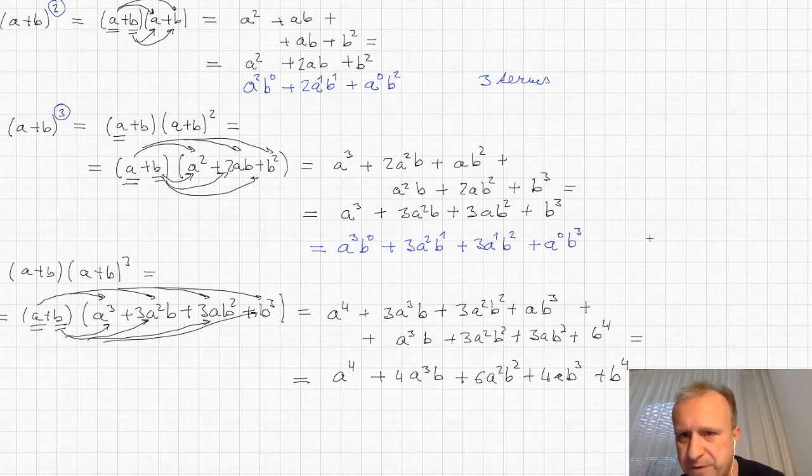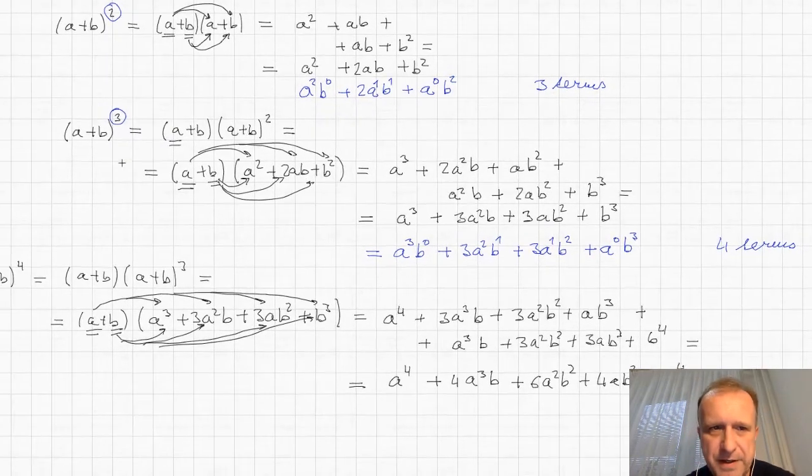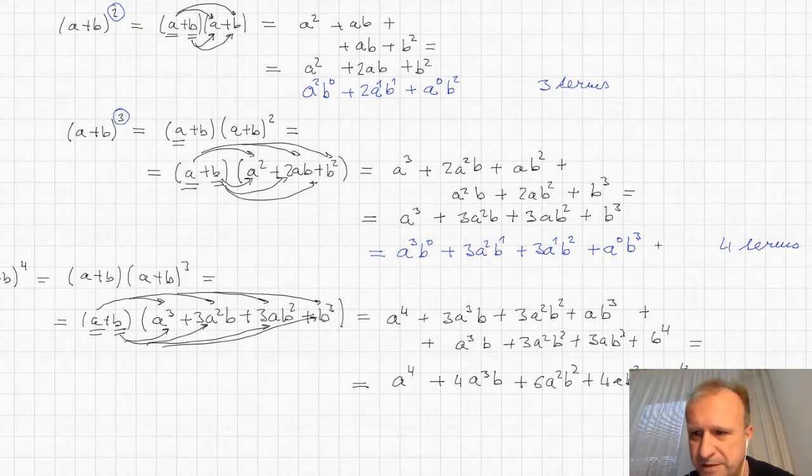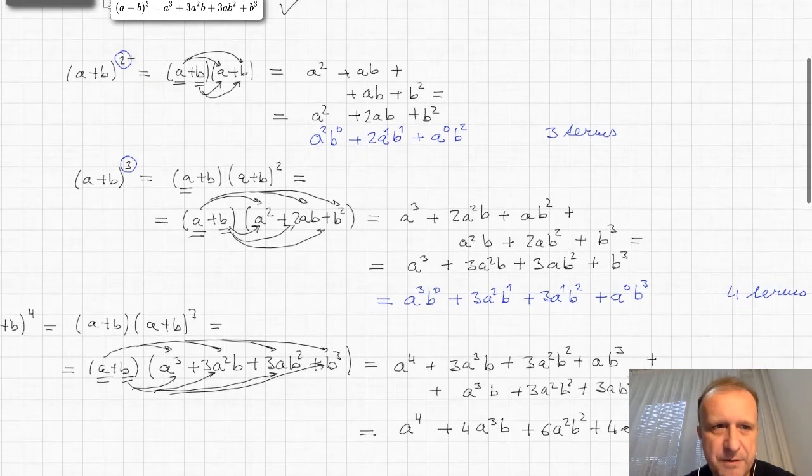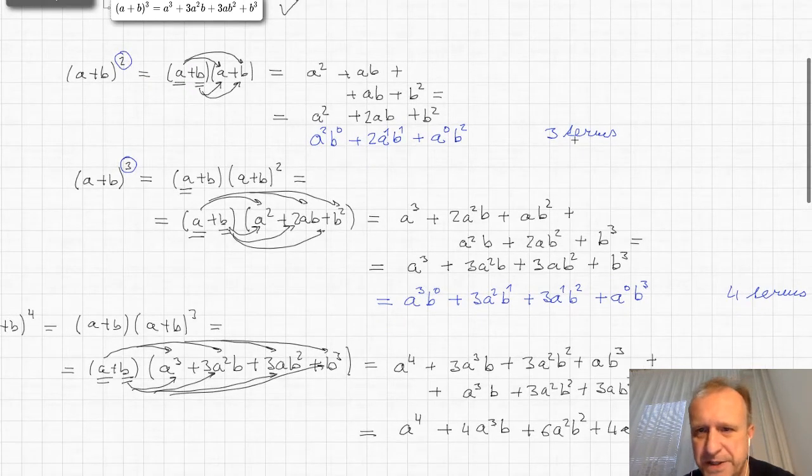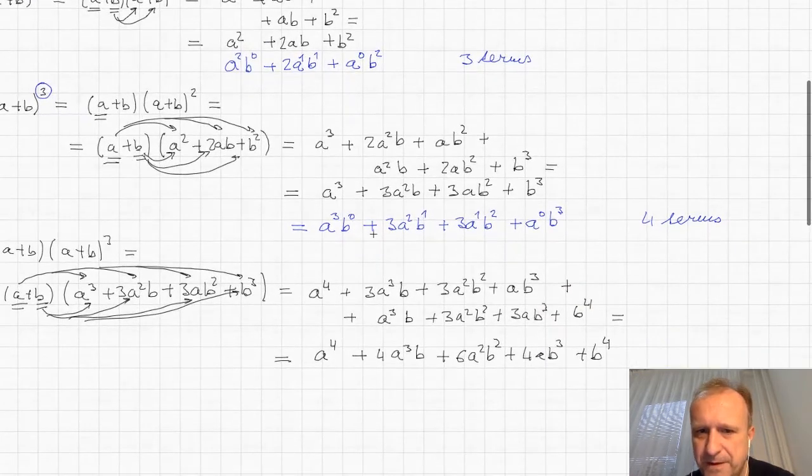1, 2, 3, 4. We have 4 terms altogether. We had the power 3 and we have 4 terms. Here we had power 2 and 3 terms. So the number of terms seems to be 1 more than the power of the expression of the binomial. Okay, so it's 4 terms.